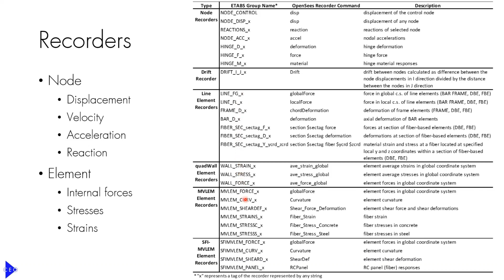And same for everything else, wall strain, wall stresses. So these keywords are important. You create a group in ETABS, and you assign these different area elements, nodes, line elements to this group, and that will create a recorder in OpenSees for that group of elements.